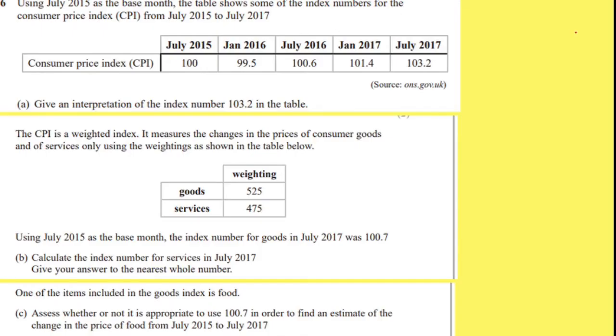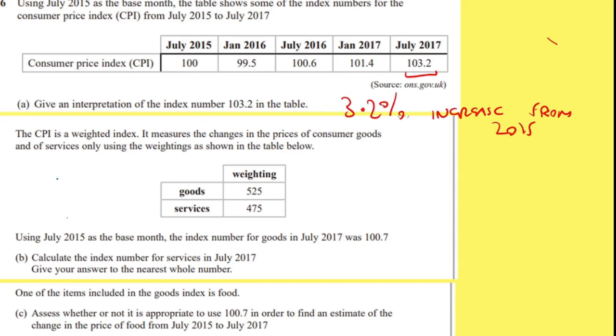July 2015 is the base month. The table shows index numbers for the Consumer Price Index in 2015 to 2017. Give an interpretation of 103.2 in the table. Okay, so don't do anything flash. 103.2 just means a 3.2% increase from 2015.